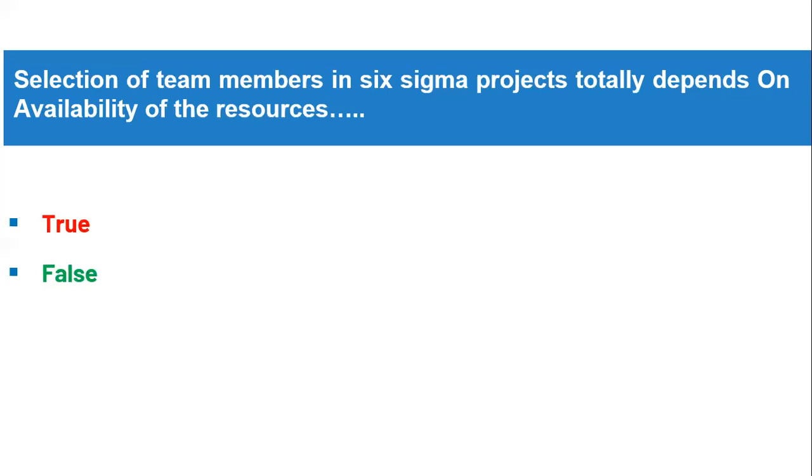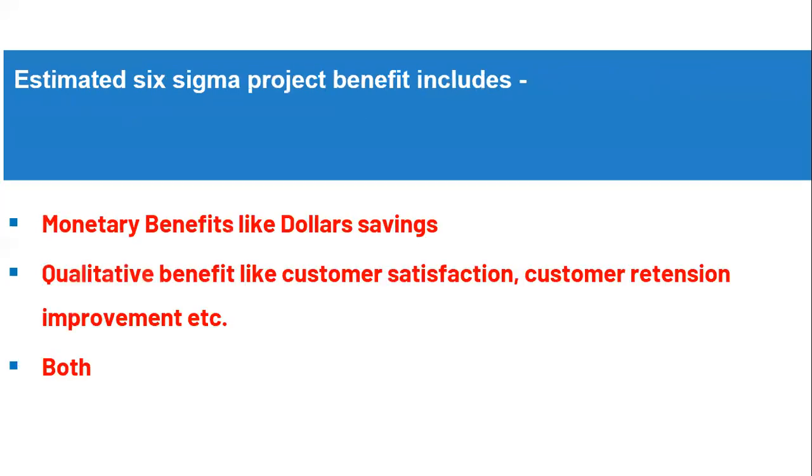So this is a false statement if you say that selection of team members in Six Sigma projects totally depends on availability of the resources. Let's go to the next slide.